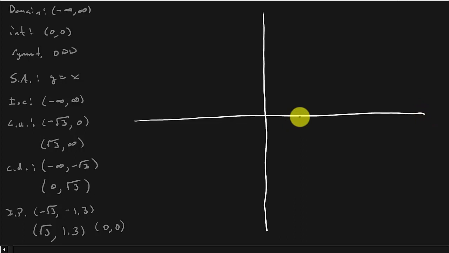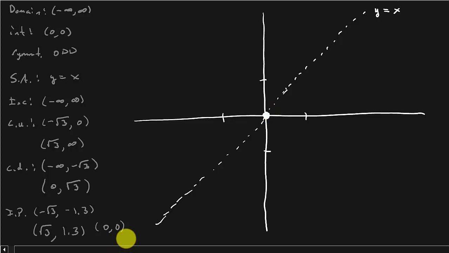So first thing, there's 1, 1, negative 1, negative 1. So our slant asymptote is going to look something like that. There's our slant asymptote. This is the line y equals x. All right. Now let's plot all of our other points. Well, we've got the x and y intercept, that's 0, 0, and it's also an inflection point, as you can see here.